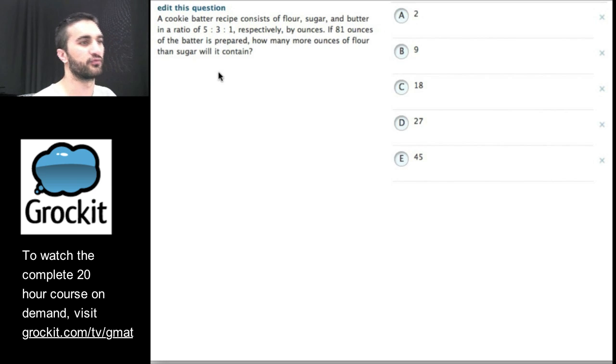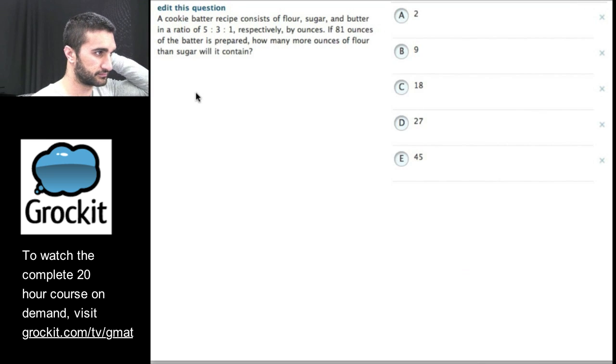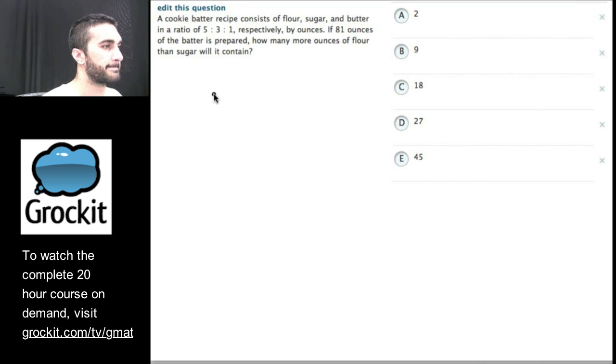Here is a ratio question. Go ahead and read it to yourself and we'll work on it together. A lot of times on the GMAT, as far as ratio questions are concerned, you want to make a chart, basically, to contain all the information.